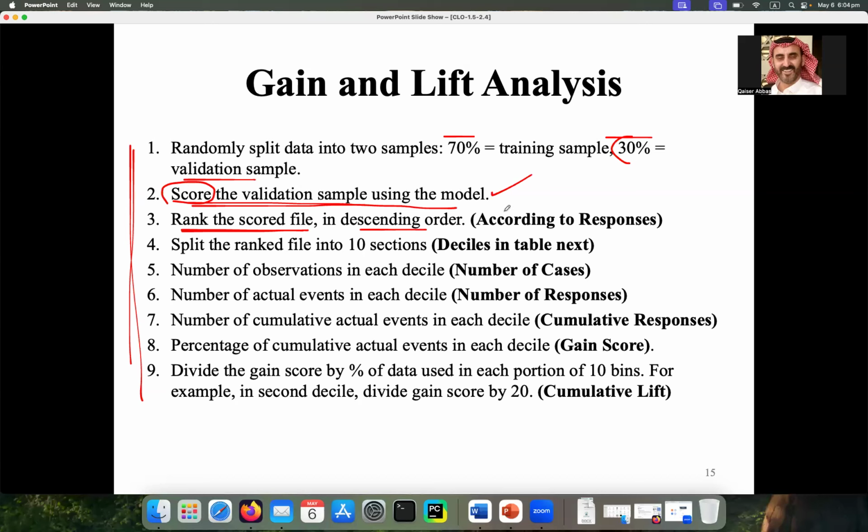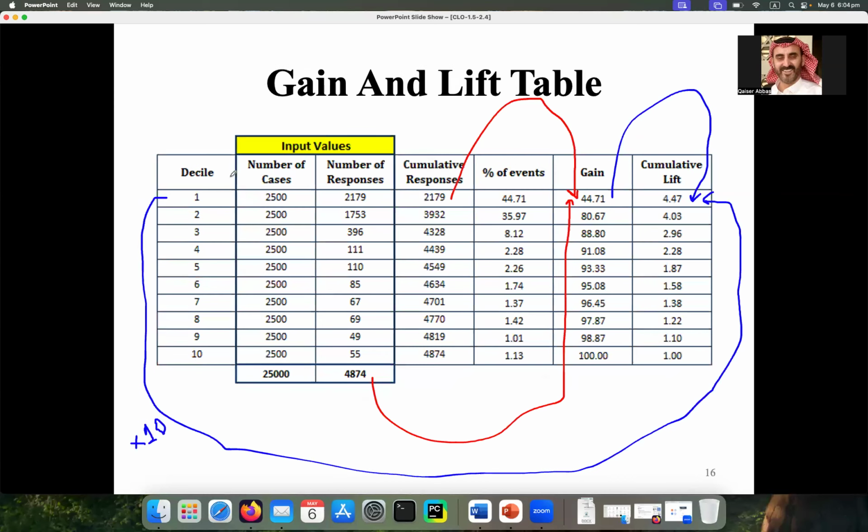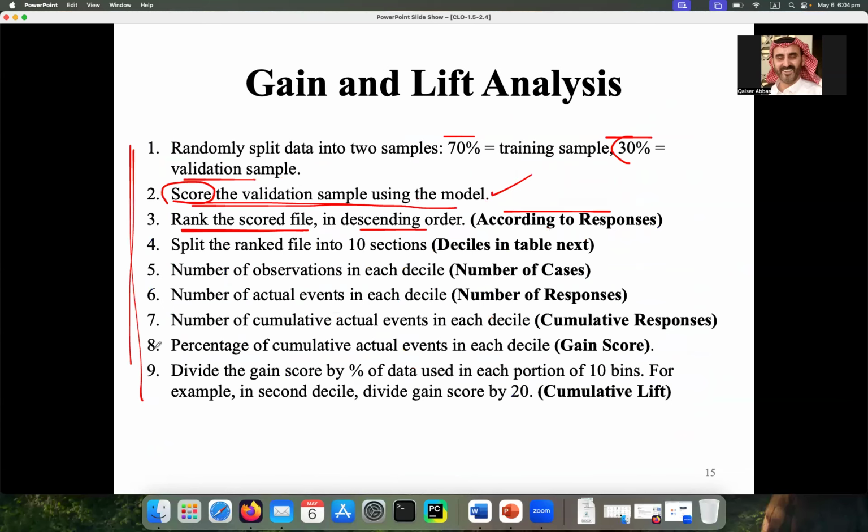This is a column which is responses in the table. Here we have 10 deciles. Deciles are like iterative steps, or divisions that you have made in the test data that you have already run over your model, and now you have those scores. That file that we are talking about here, the ranked scored file, you divided this file into 10 steps, which we are calling deciles.